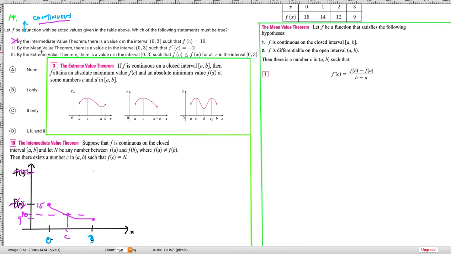Now, let's look at the second statement. By mean value theorem, there is a value c in the interval 0, 3 such that f prime of c equals -2. Now, let's draw a picture, and let's do the same thing again. Let's get the general idea here. Let's say that I have some function. This one is a little bit more of a complicated geometric argument than the intermediate value theorem, but we really see it when we have a picture.